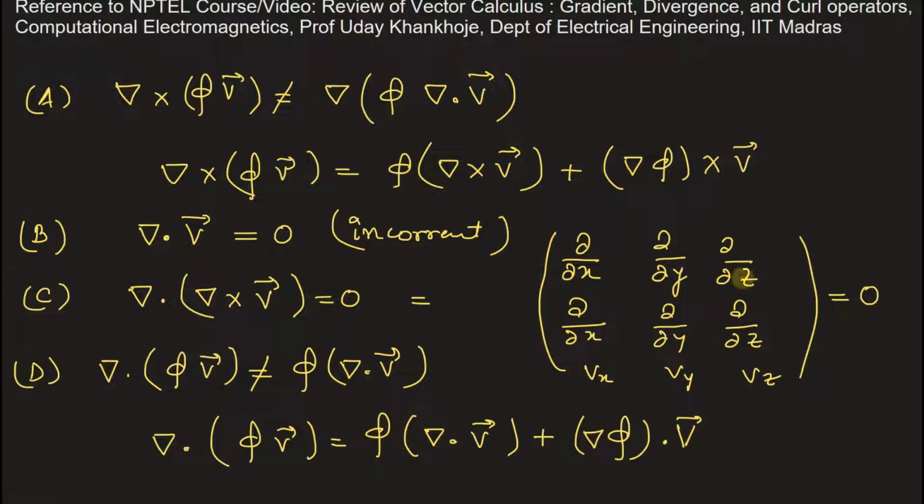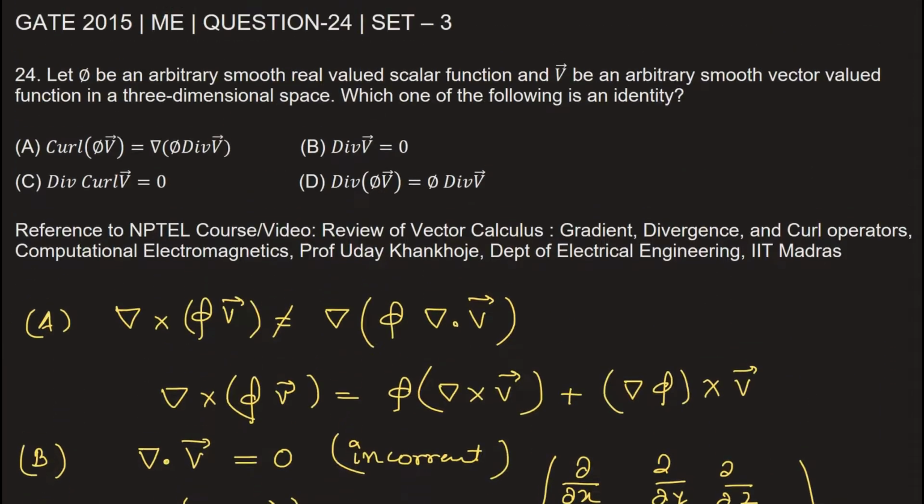So option C is the correct choice. This quantity is always 0. Divergence of curl of a vector field is always 0. So option C is the correct choice.